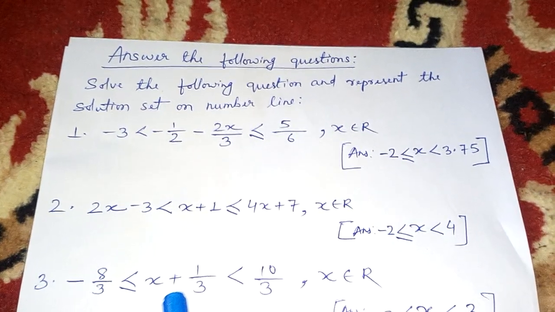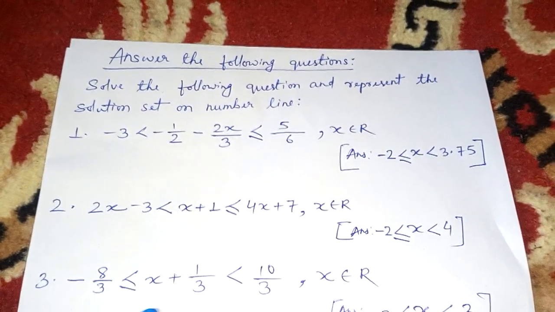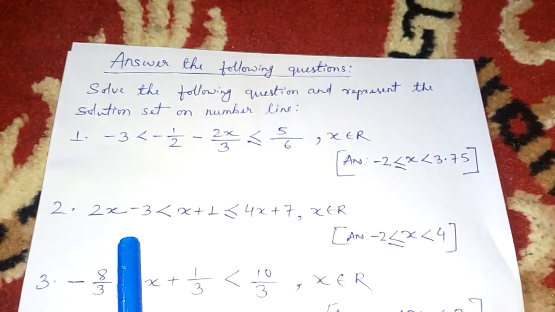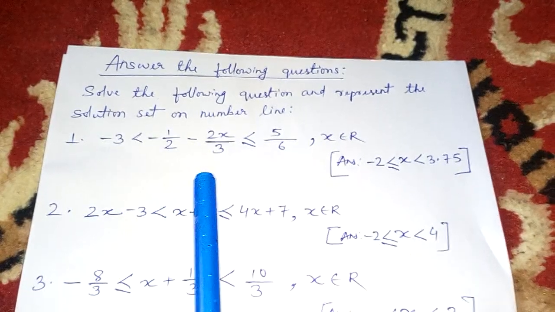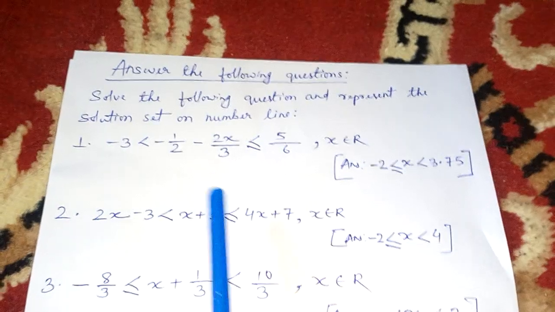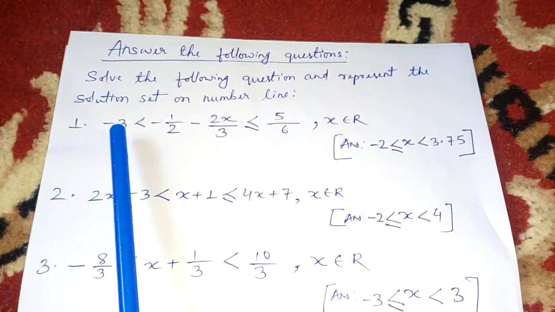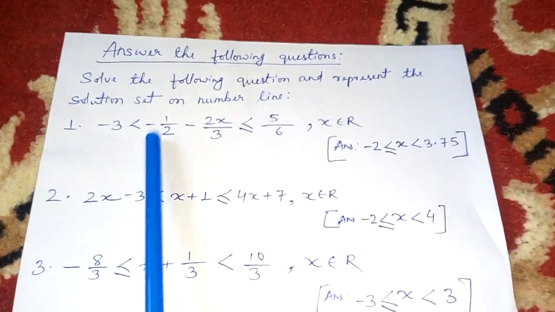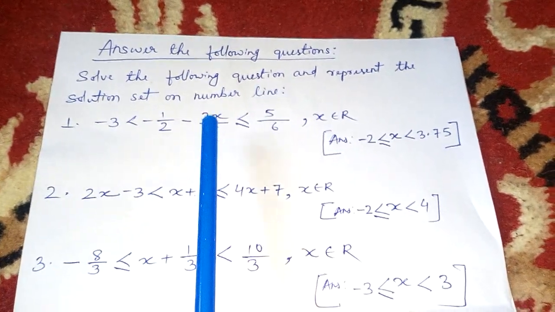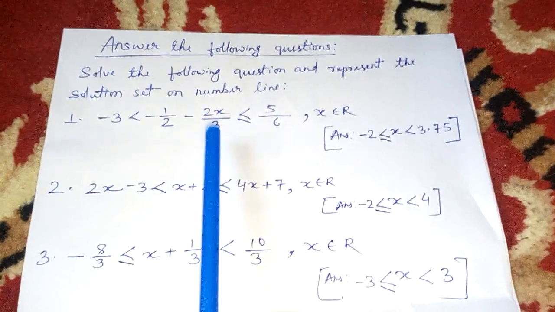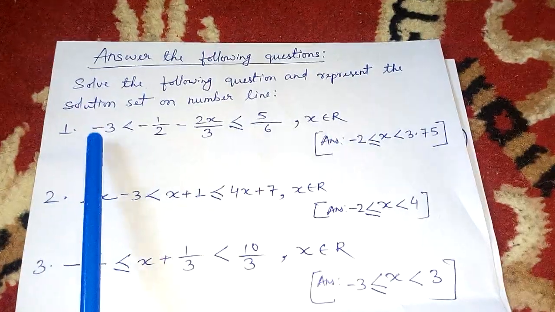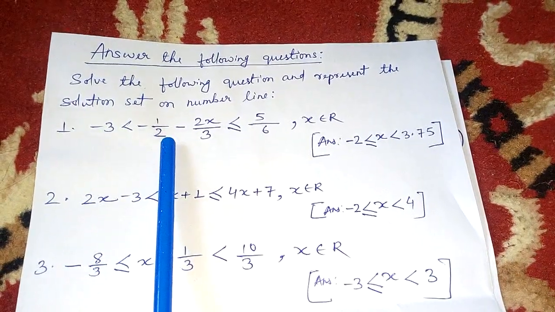Children, I would like to give the hint of the questions that I have given you today. Many of you are making a mistake, like how to make x a positive coefficient or positive number. You see, in case 1 you will write minus 3 less than minus 1 by 2 minus 2x by 3. So in case 1, what you do, shift minus 2x by 3 from the right hand side to the left hand side, and take minus 3 to the right hand side and make it plus.